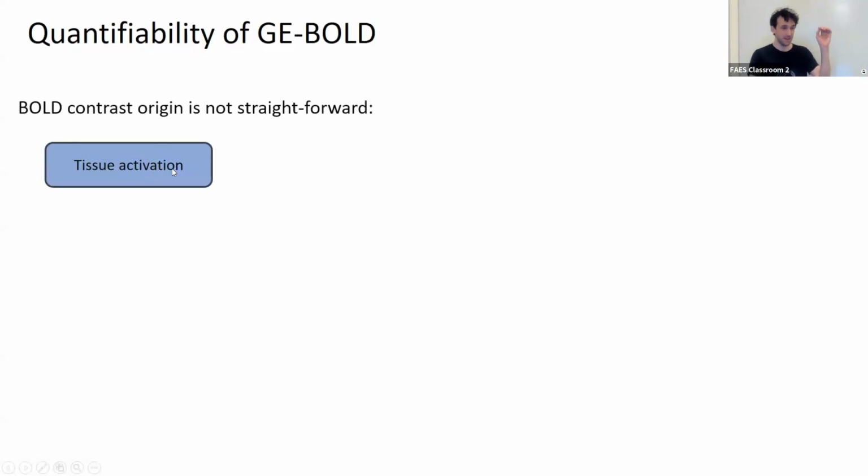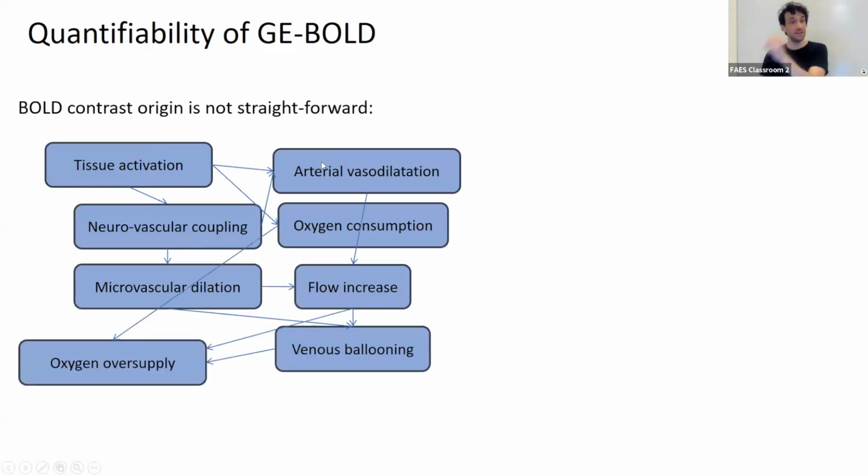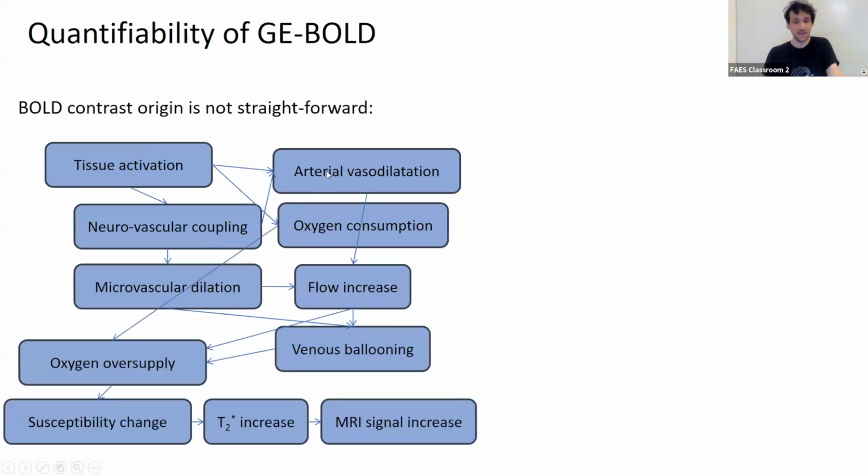So when we have tissue activity, it triggers a lot of different other processes. For example, we have arterial dilation, we have oxygen consumption, we have all kinds of fluid dynamics until we actually have oxygen oversupply, as we learned from Peter. And this oxygen oversupply, due to the different diamagnetic and paramagnetic properties of hemoglobin, results in a susceptibility change. This results in dephasing. This results in a T2 star change. T2 star is this tissue parameter that Vinay talked about. And ultimately, this then translates to our MRI signal change.